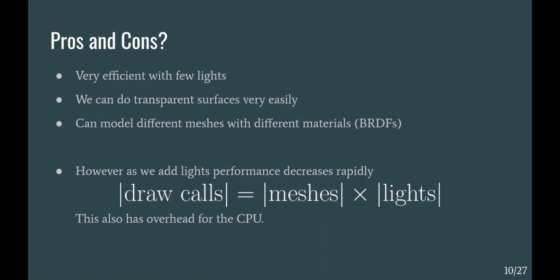Now, the obvious downside is that as we add lights, the performance decreases rapidly. The number of draw calls is the number of meshes multiplied by the number of lights. And this also, not just having overhead for the GPU, this is overhead for the CPU. We interact with the graphics card through a graphics API. The CPU has to generate these draw calls and has to do an awful lot of work to do so, especially as forward rendering became more and more used, suddenly that overhead became a bigger and bigger part of it.